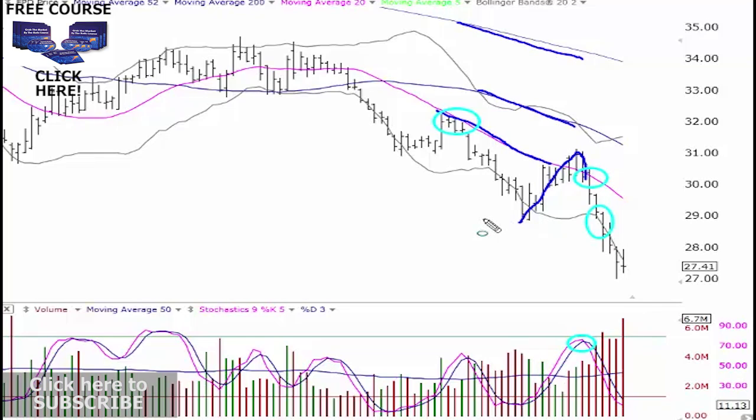So those are the two best indicators I like to use, which is stochastics and moving average. Combine them together and you will start to see an increase in probability in your trading.